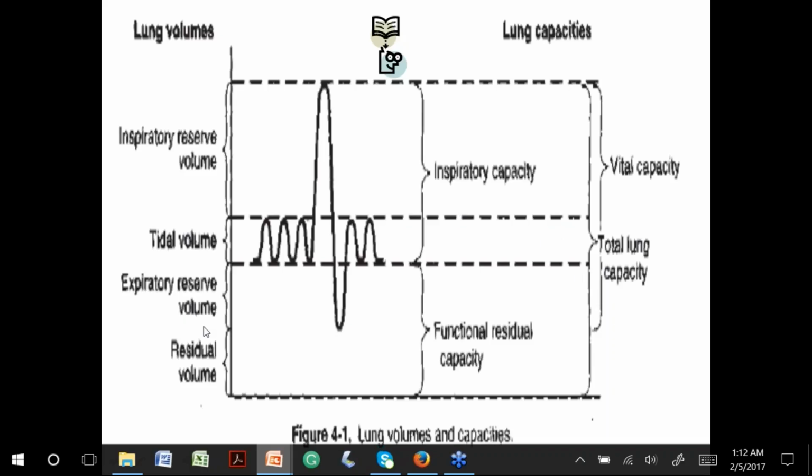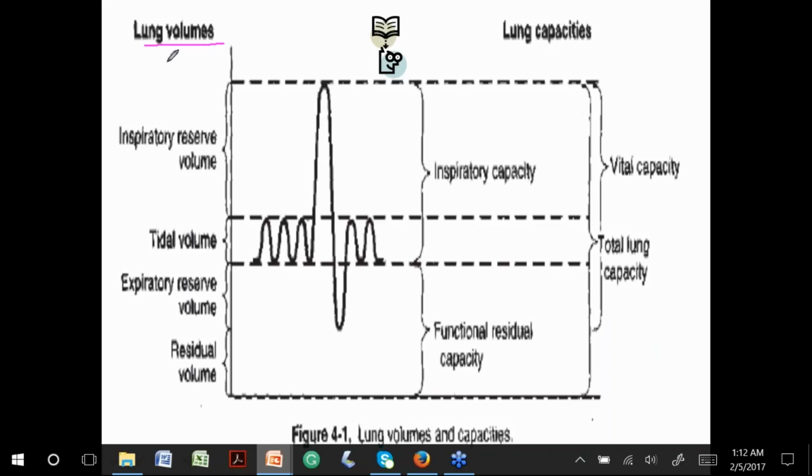So we have volumes here and the capacities here, inspiratory capacity and residual capacity. Very simple. Let's do my pointer again please.